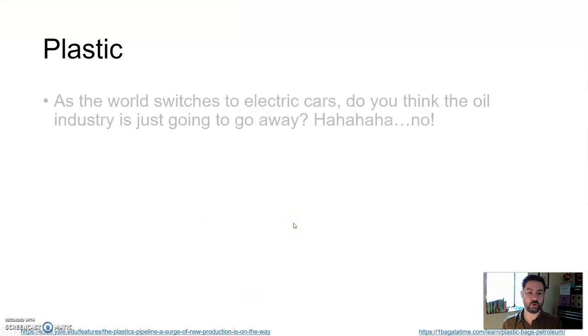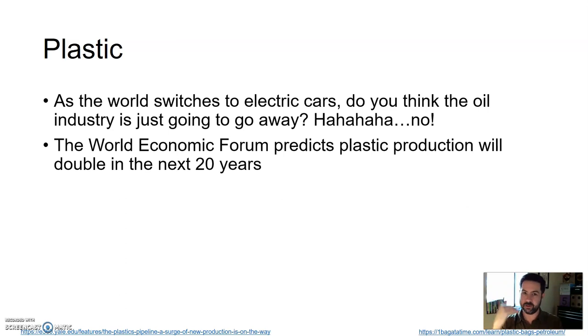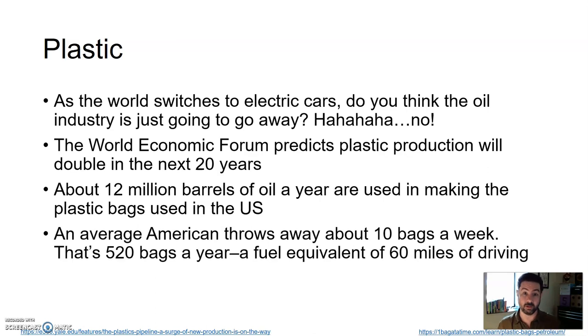Plastic. As the world switches to electric cars, do you think the oil industry is just going to go away? No. Right? You need oil to create plastics. So the World Economic Forum predicts plastic production is going to double in the next 20 years. About 12 million barrels of oil currently a year are used in making just plastic bags used in the U.S. That's just like your grocery bags alone, right? The average American throws about 10 grocery bags away a week. That's 520 bags a year.